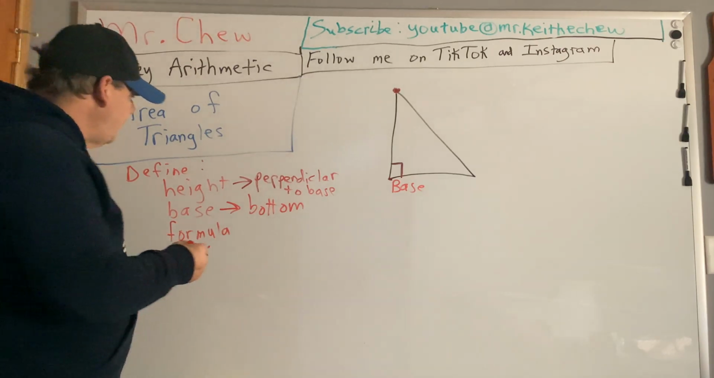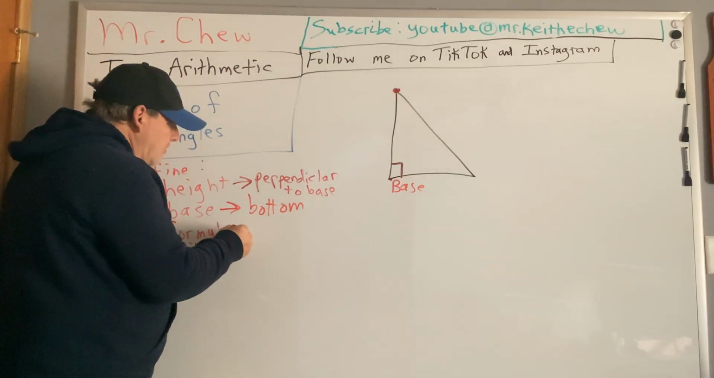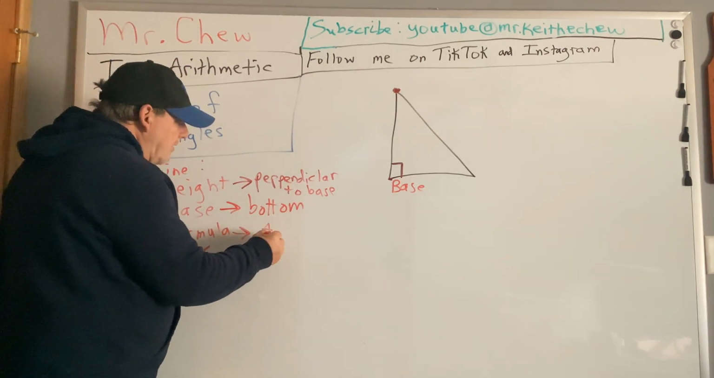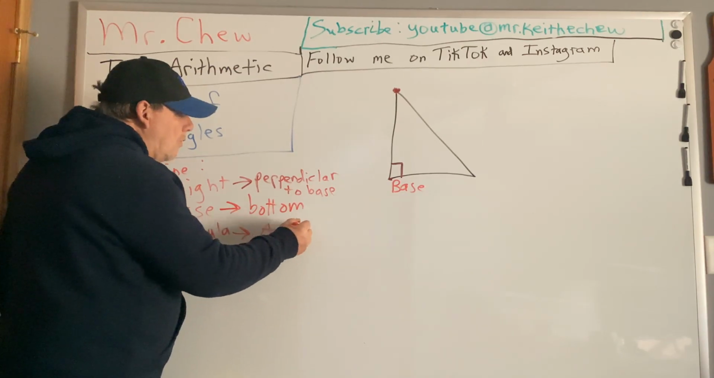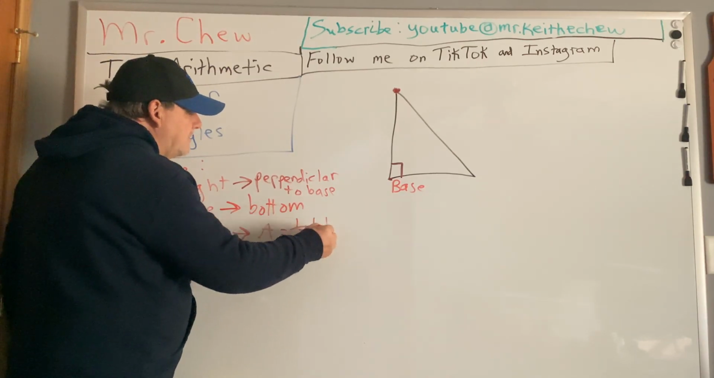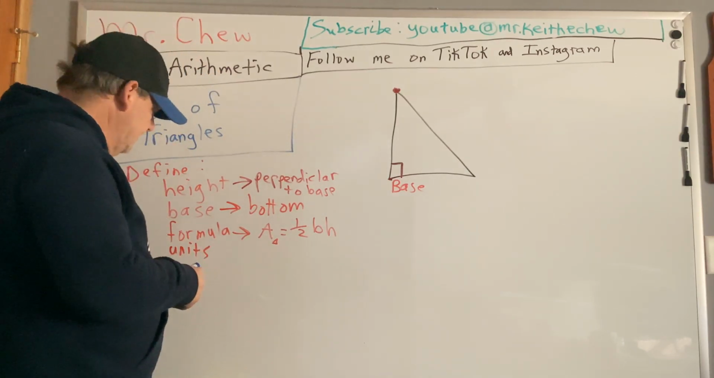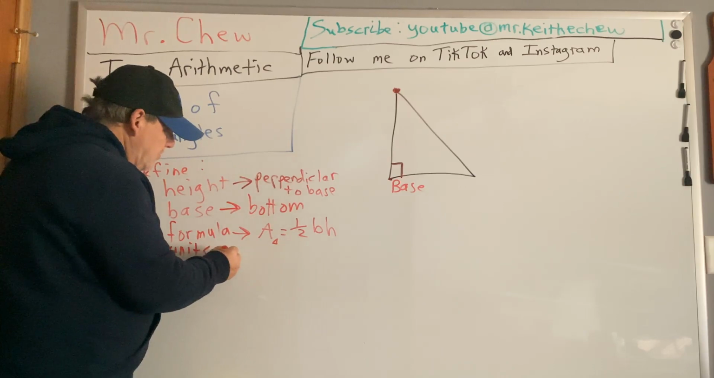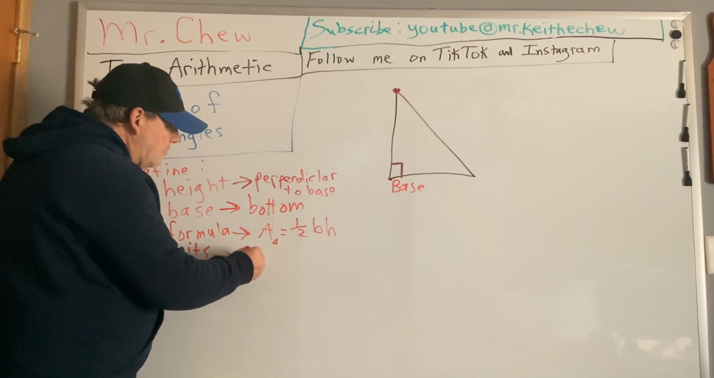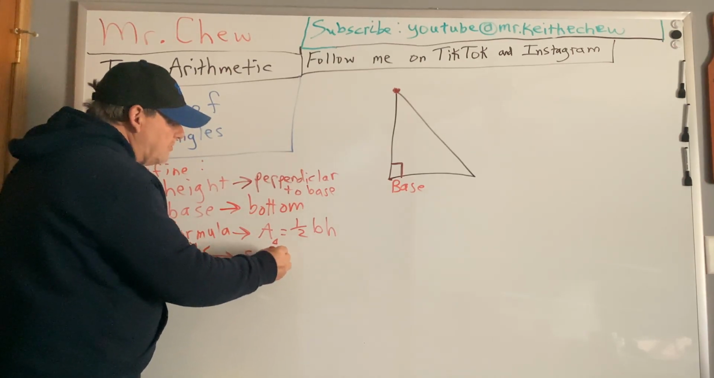So here's the formula we use for the area of a triangle. It's 1/2 the base times the height. I'll show you how we derive that in another video later on. The units that we use will always be in square units or units squared.